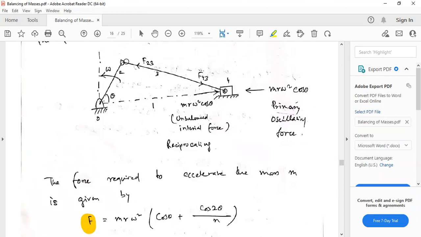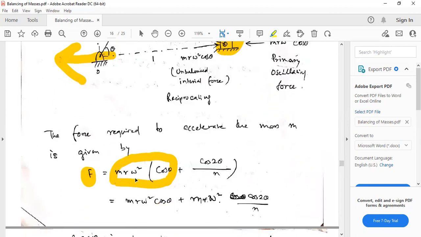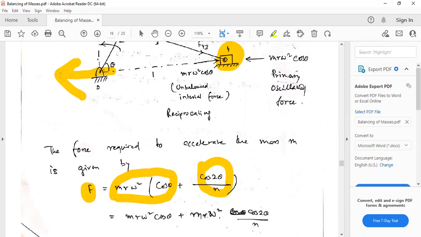In this case the mass is here. Ultimately we have to accelerate this part, so we have to take the component of the centrifugal force of the mass here. This is m r omega square cos theta plus m r omega square cos 2 theta by n. This is called the secondary part, and this is called the primary part. m r omega square cos theta is the primary oscillating force, and m r omega square cos 2 theta by n is the secondary oscillating force.